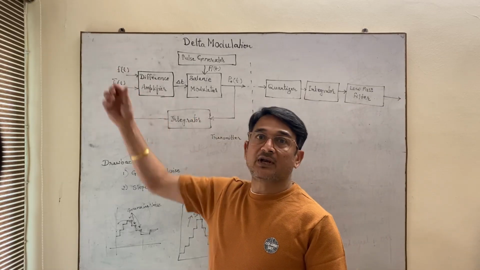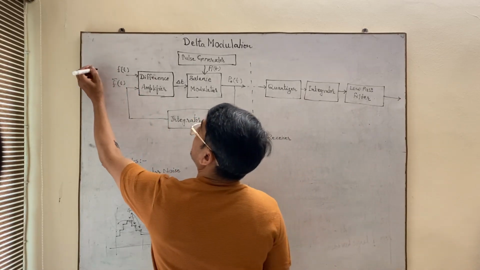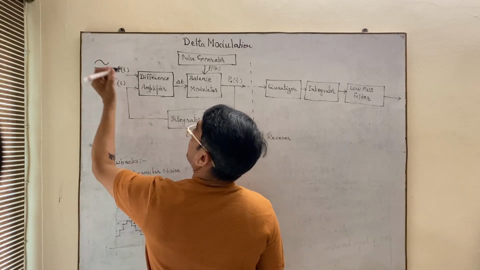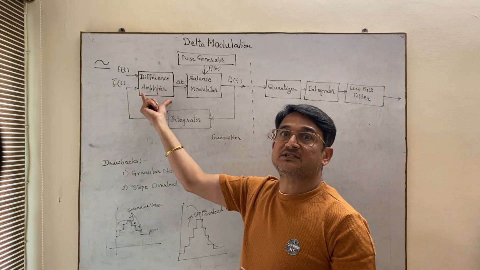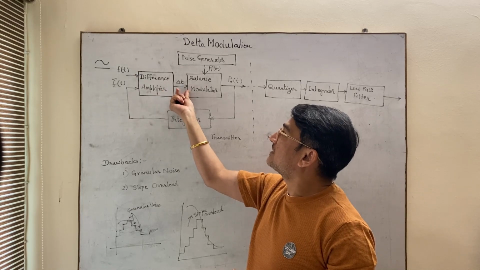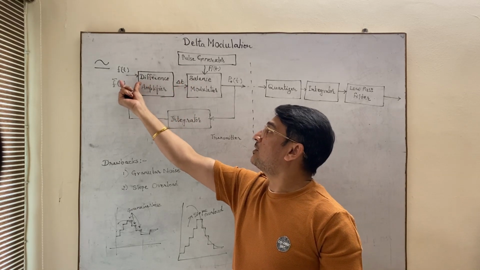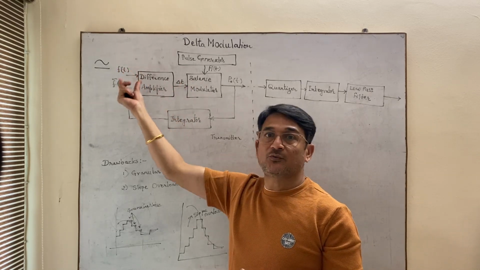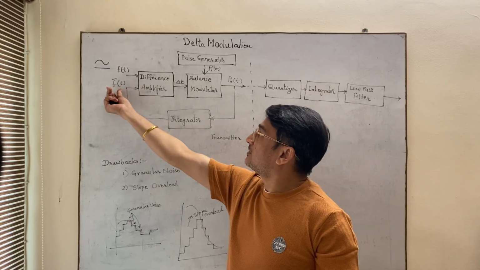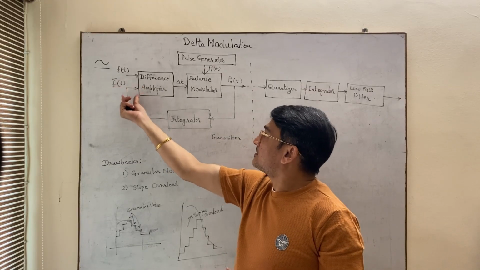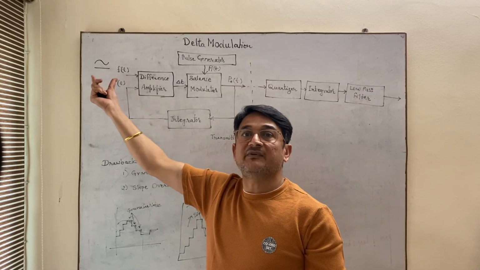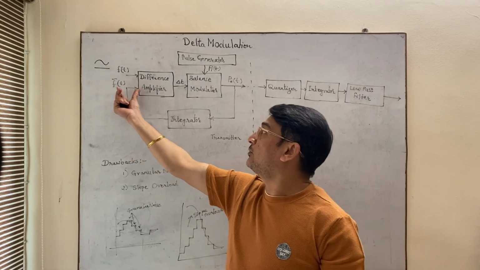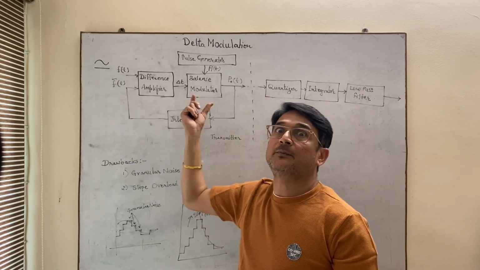So this is the modulating signal f(t). It is analog in nature. This signal is given to the difference amplifier. The output of the difference amplifier is the difference of input 1 and input 2. The second input is basically a feedback from the output, but first we will assume some arbitrary value so that we can start the process.